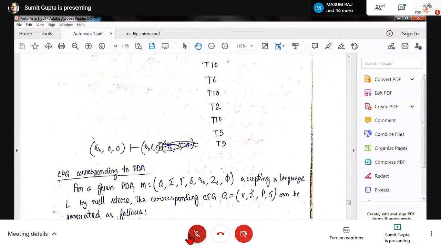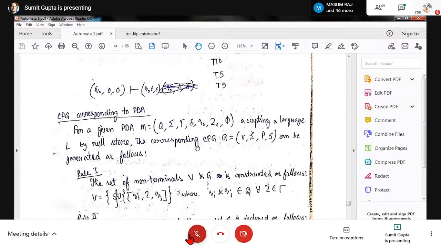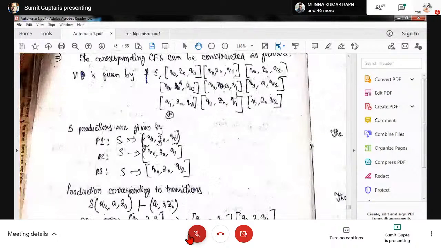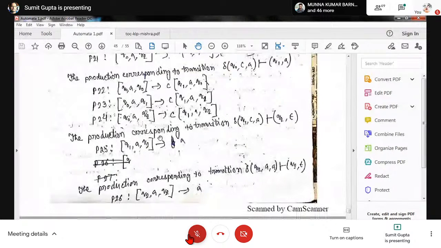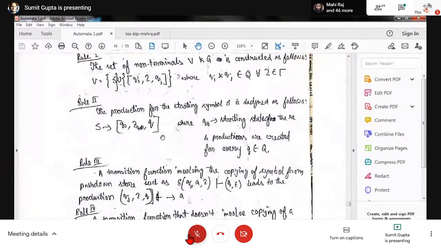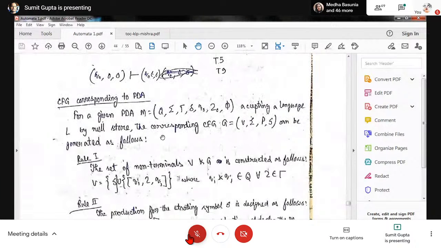Let's see. Now this is just the opposite one. I'll just do this one and only this one, let me do it quickly. So in the first part we had done conversion from CFG to PDA. Now we'll be doing the opposite. We have a PDA, we have to find out what will be the context-free grammar corresponding to it. That means from 7 tuples to 4 tuples we have to form.